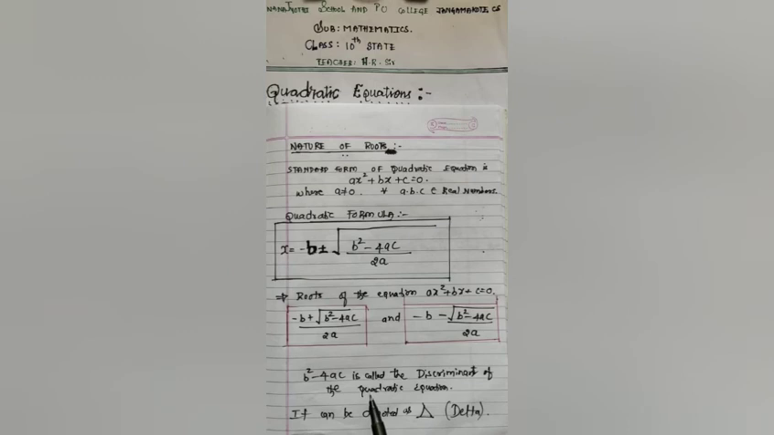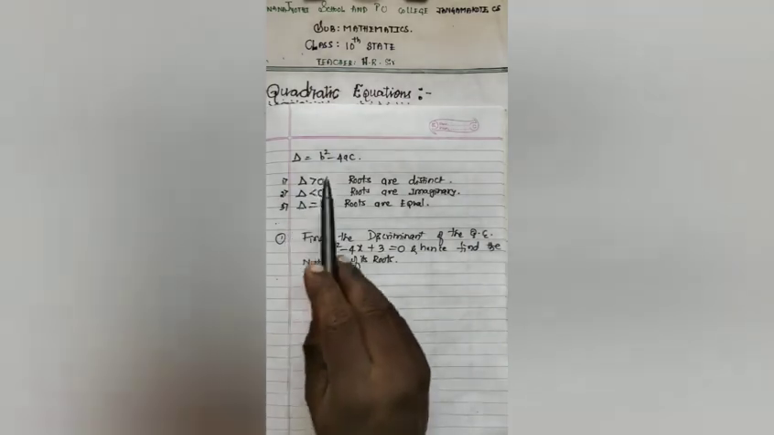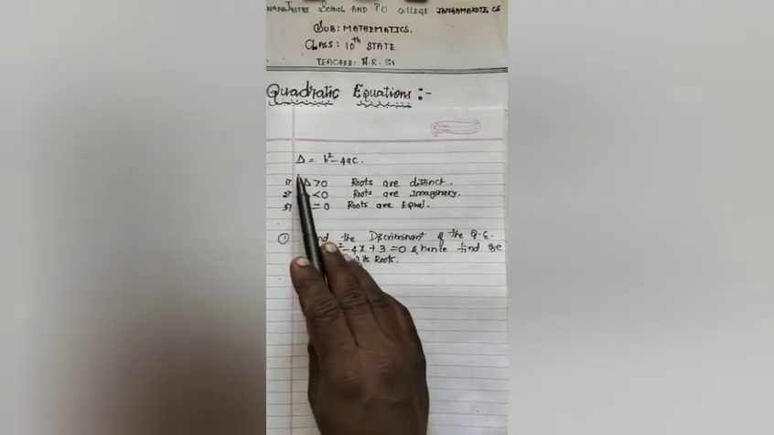So see, b square minus 4ac is called the discriminant of the quadratic equation. It can be denoted as delta. It can be read as delta. This is a closed triangular figure, right? So b square minus 4ac is called the discriminant of the quadratic equation. It can be denoted by the Greek letter delta. It can be read as delta. So b square minus 4ac is equal to delta, right?